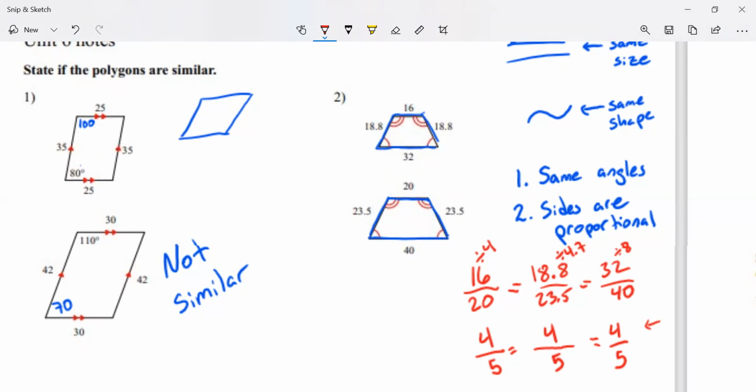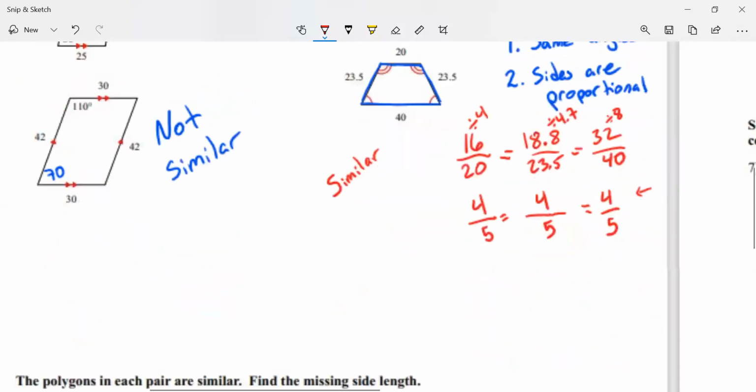So sides are proportional. So the angles are the same. Sides are proportional. So I'm going to call these figures similar. Again, for me to call figures similar, the angles have to be the same. Remember, that's the first thing that I checked. Number one, I checked my angles. They were not the same. So I immediately said not similar. So angles have to be the same. Sides have to be proportional. All right, let's move on.